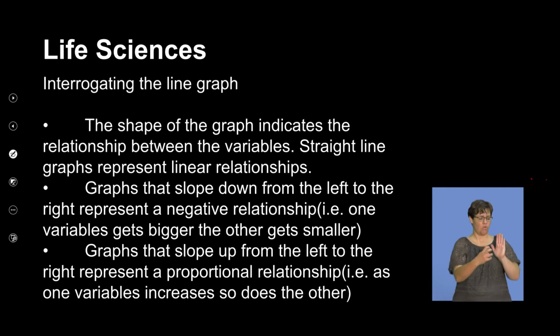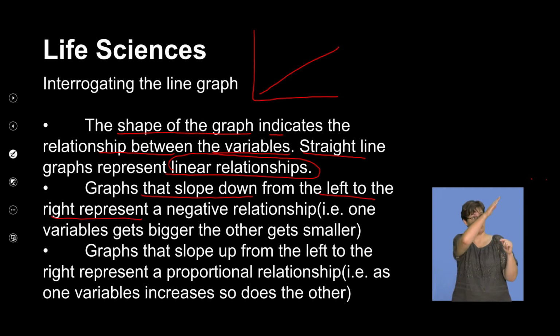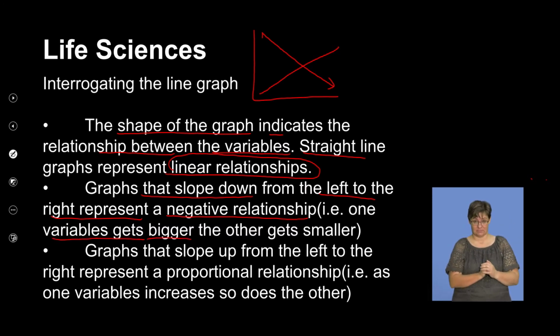So in this slide, the shape of the graph indicates the relationship between the variables. Remember that straight lines represent linear relationships. As I indicated, if you have a graph with a straight line, it shows you a linear relationship. However, if we had a graph that sloped down from the left to the right, as in this case, it would give you a negative relationship, which essentially means that one variable gets bigger and the other gets smaller.